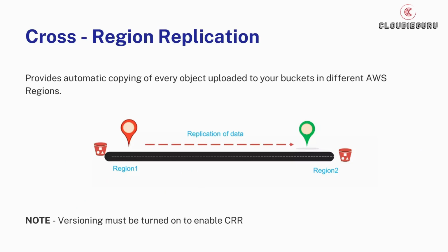Next feature of Amazon S3 is cross-region replication or CRR in short. Cross-region replication means that we can automatically create a copy of every object that is uploaded to our S3 bucket in different AWS regions. Keep in mind that in order to use cross-region replication, we need to turn on the versioning feature.